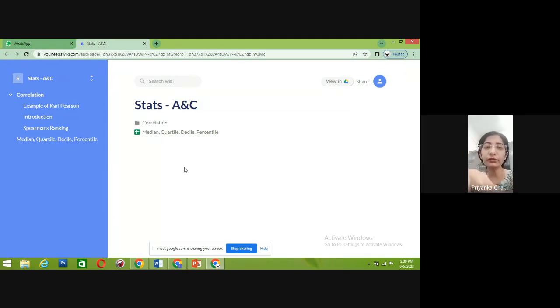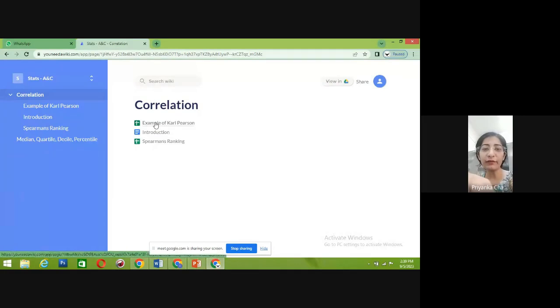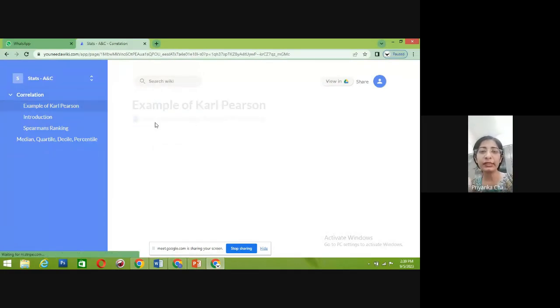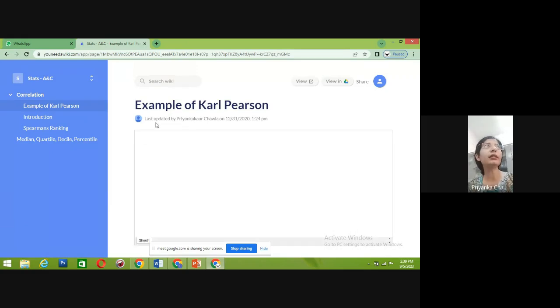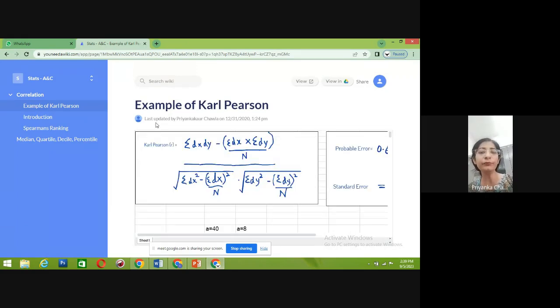Under this, you have the option of first unit. Under first unit, we have sub units, subtopics. First one is written over here, correlation. Under correlation, we have example. Just click on this. See, here you can see this Google Slides also. So here you can write in this way.